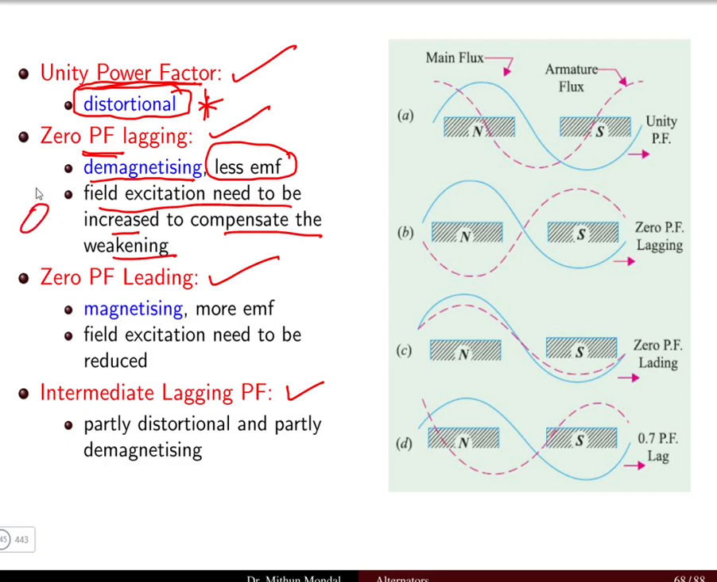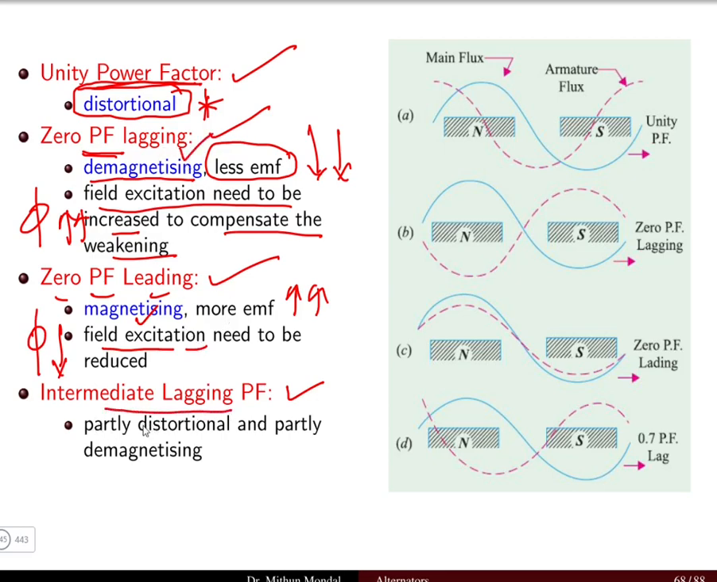Obviously the field has to increase because the EMF has fallen due to the demagnetizing component of the armature reaction. Whereas if it is a zero power factor leading condition, it will produce a magnetizing effect and the EMF will be more than usual. So the field excitation phi has to be reduced. It is opposite to the zero power factor lagging condition. Whereas in the intermediate condition, which is lagging in nature, it is partly distorting and partly demagnetizing. So the lagging power factor condition will give you distortion, that is the demagnetizing effect, plus the magnetizing effect.